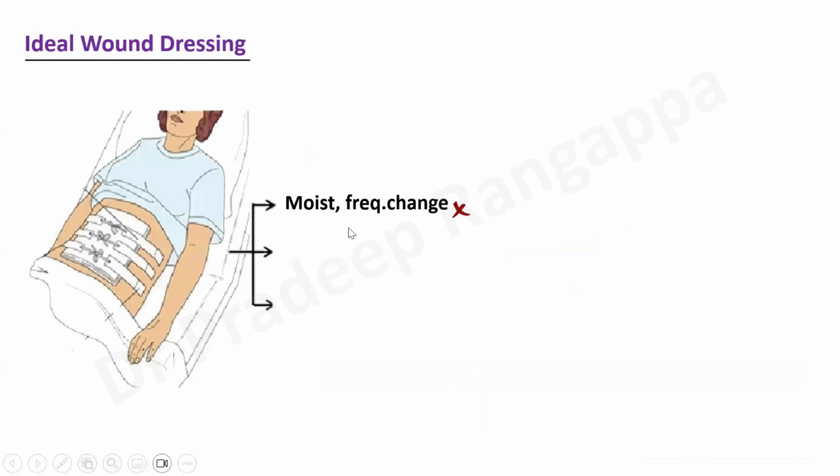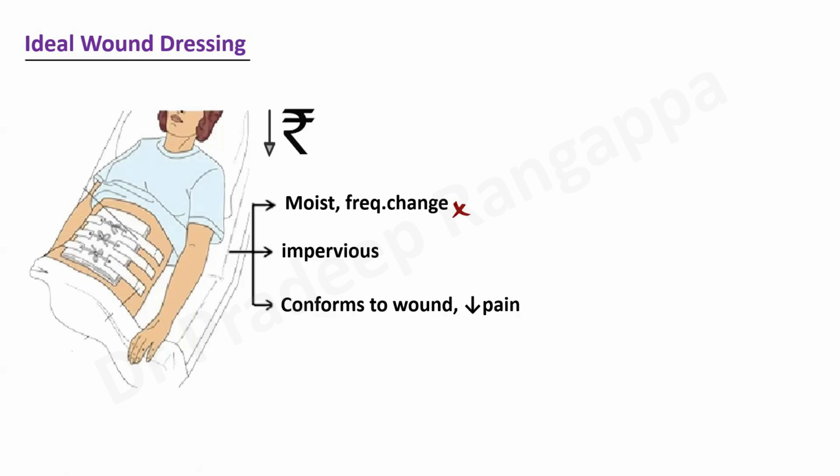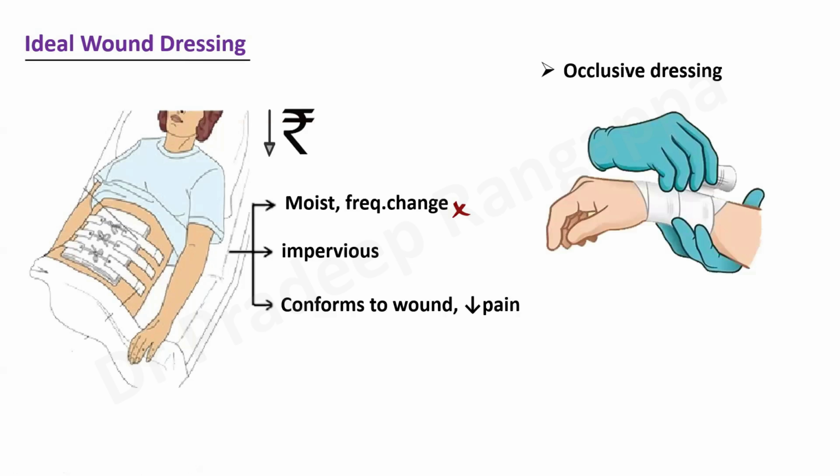So the ideal wound dressing is described as it should be moist, and there should not be a need for frequent change of the dressings. It should be impervious to any bacteria or any external source of infection, and it conforms to the wound, and there is reduced pain with this dressing. This dressing should also be cost effective and lower cost. So these are the typical ideal characteristics of the dressing that one would look for.